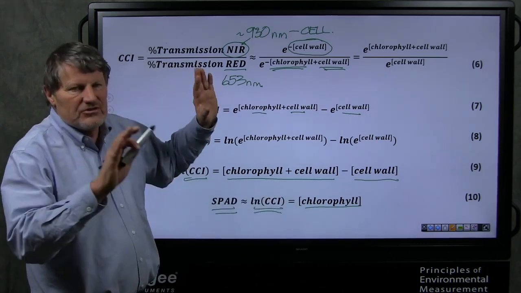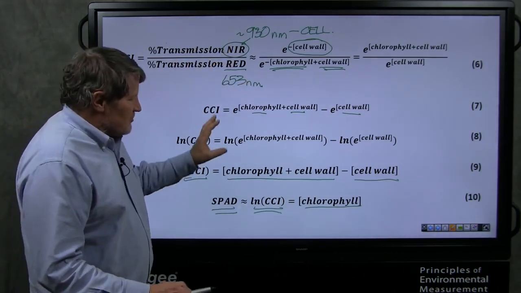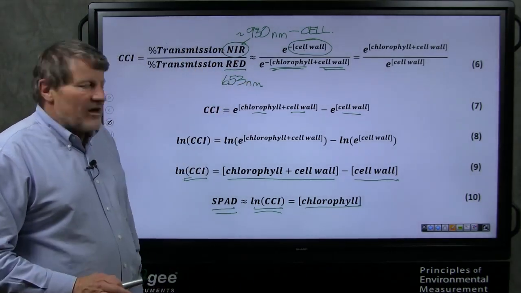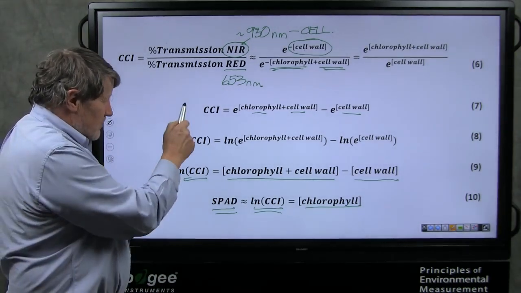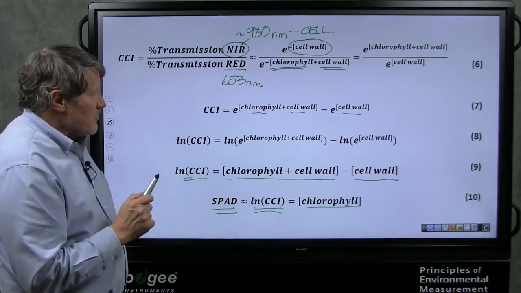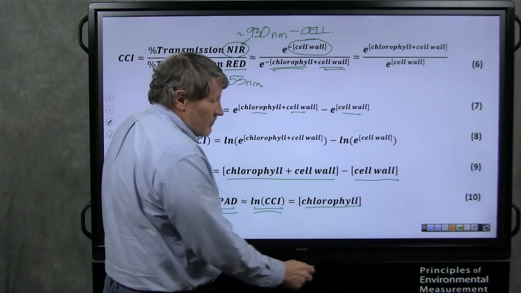Now, this is all done in software in the meters. You don't need to know this. It's just a fun math exercise if you like following the math. It took us a while to work through this in the lab to get this, but it's very satisfying once we showed it theoretically what's going on.